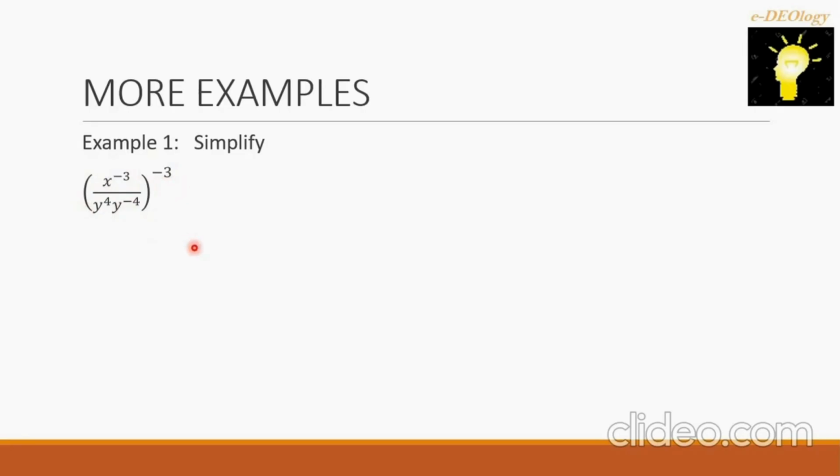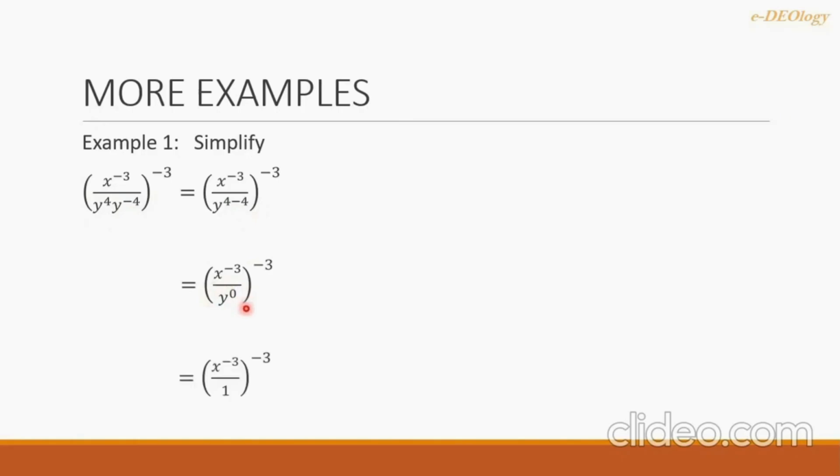So what we will do, first, we are going to simplify this denominator. As we can see, the y raised to 4 and the y raised to negative 4 can be combined together. We can show that this is y raised to 4 minus 4. And then, the 4 minus 4 becomes 0. So the y here now has a power of 0. Then we will simplify that y raised to 0 into 1.